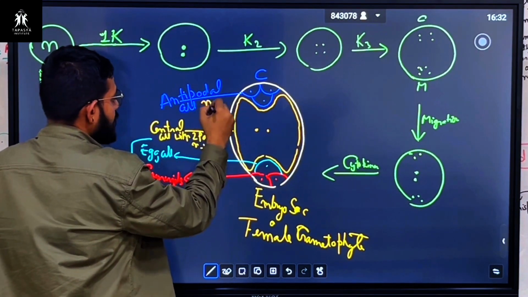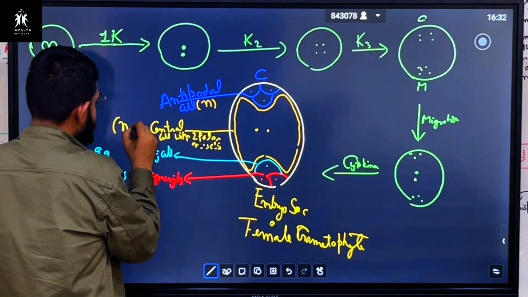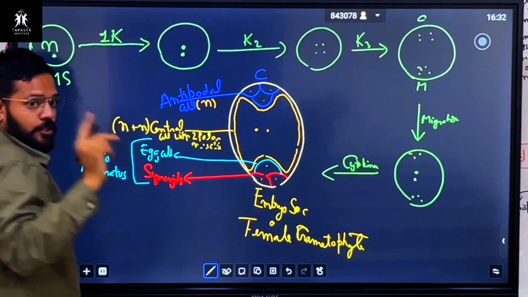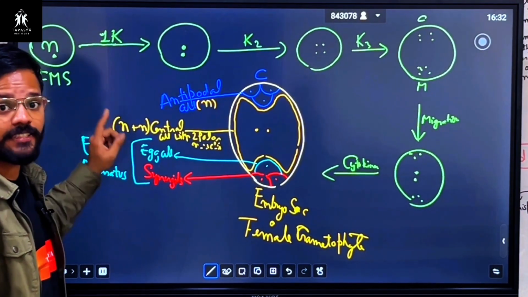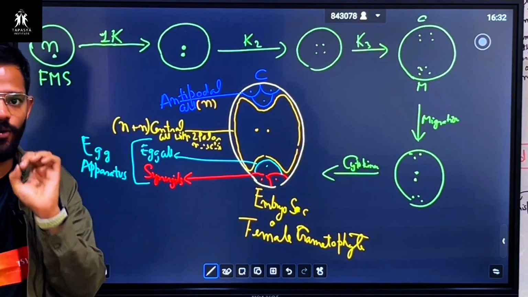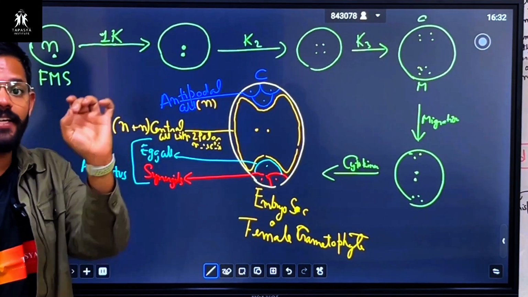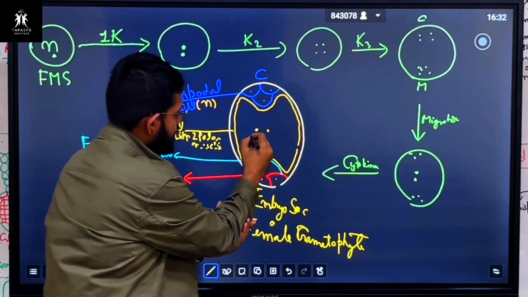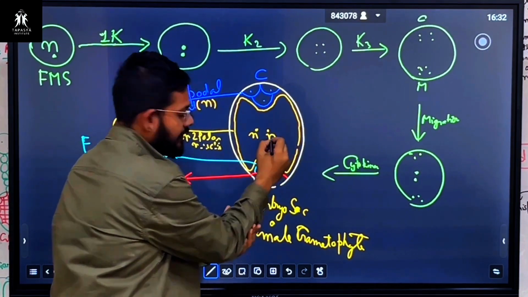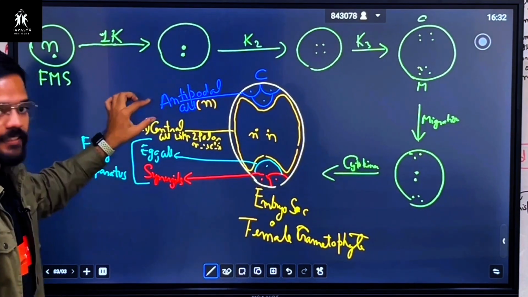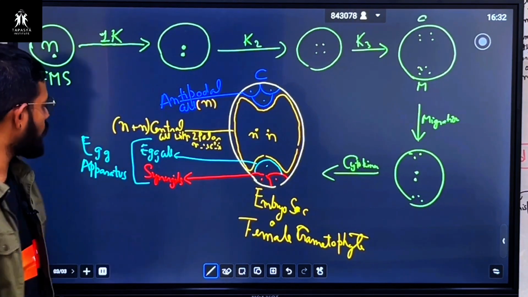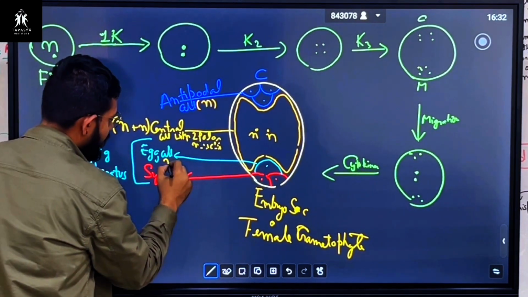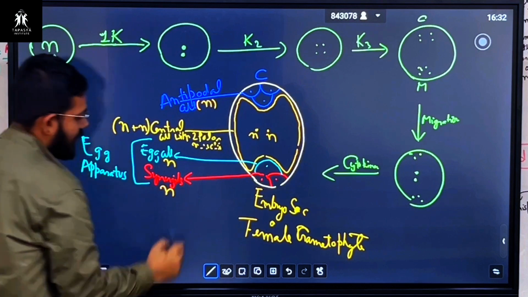Ploidy of the central cell is N plus N. Point to be noted: this N plus N is not 2N. It is N plus N, just like the dikaryon stage we studied in fungi. This is N and this is N, that's why it is N plus N, not 2N. Now the egg is again N and the synergids are again N.